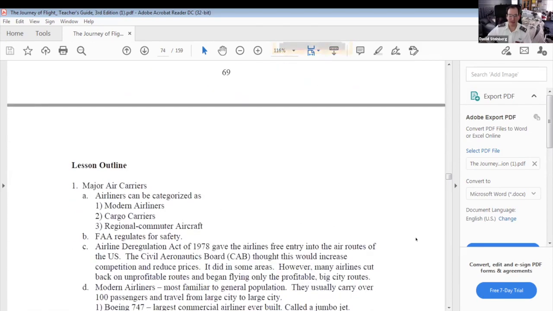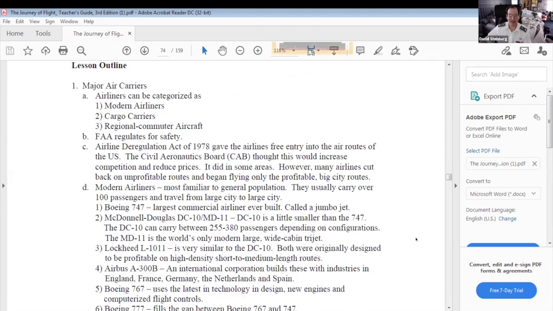So we have modern airlines. Unfortunately, some big names have come and gone. Pan Am comes to mind. They were around for decades. Probably the first big one, for sure, in this country. We've seen TWA, Trans World Airlines, and I have one of those actually. Eastern Airlines as well. Yes, I have that. Eastern was very big back in the day.